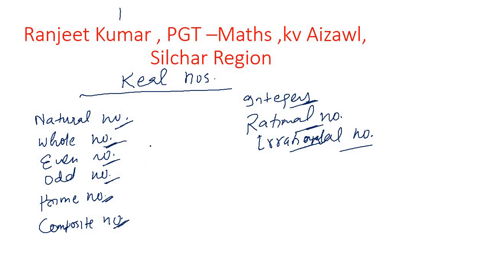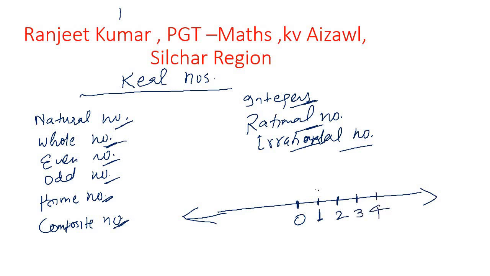You can plot all these numbers on the real number line. All of you are familiar with the number line. This is the number line, and this is 0. Right of 0 there are positive real numbers, and left of 0 there are negative real numbers.